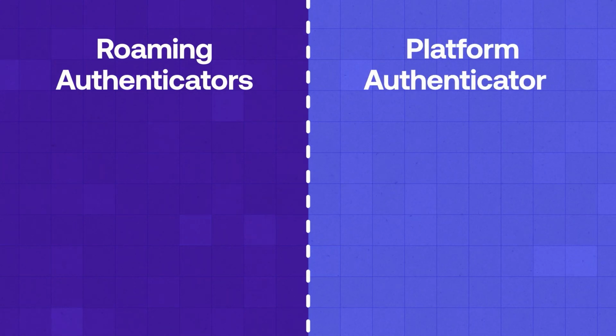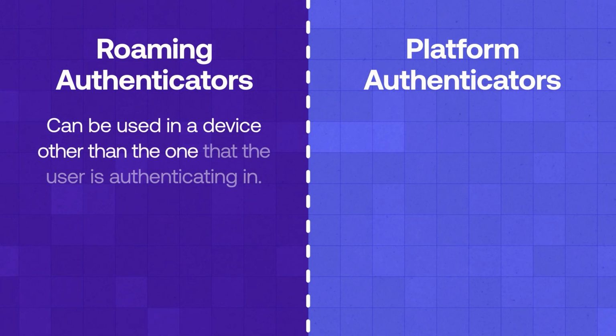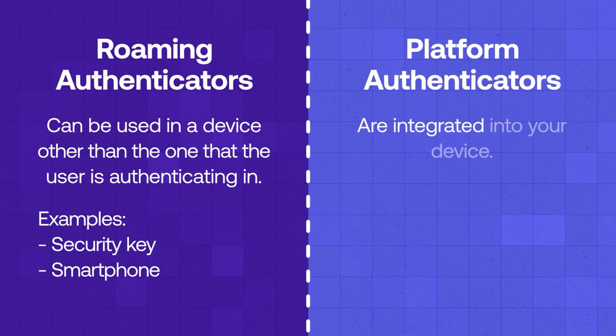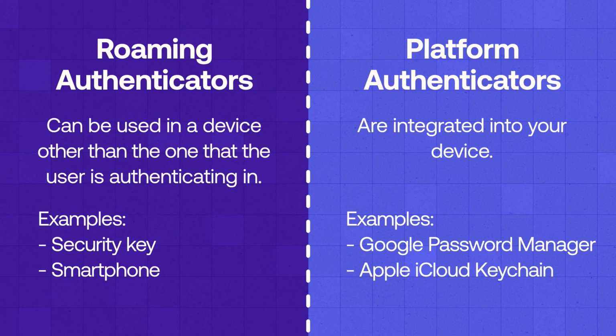Authentication using passkeys relies on authenticators, and these can be software or hardware components that are capable of managing cryptographic key pairs. You can have two types of authenticators: roaming authenticators and platform authenticators. Roaming authenticators are authenticators that can be used in a device other than the one that the user is authenticating in. A good example of them can be a security key like a YubiKey or your smartphone. Platform authenticators are those that are integrated into your device. Some examples of platform authenticators can be the Google Password Manager or Apple's iCloud Keychain.